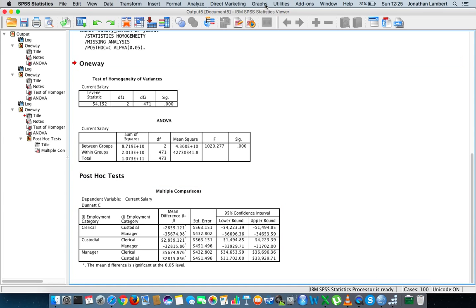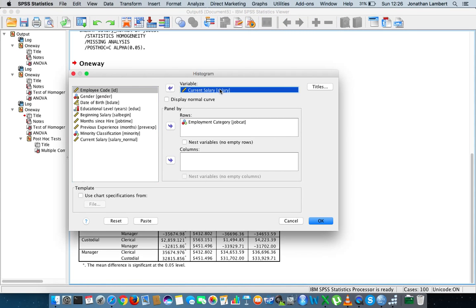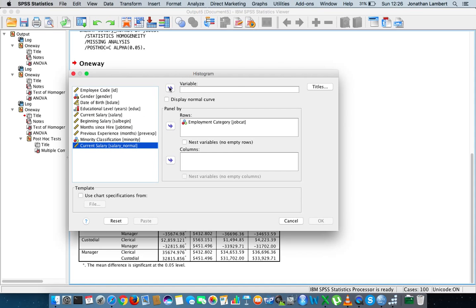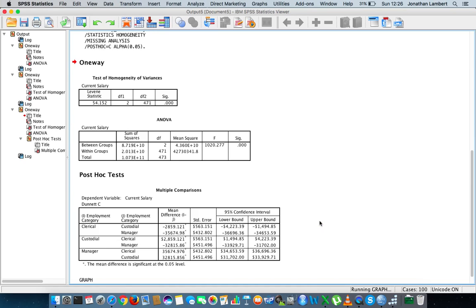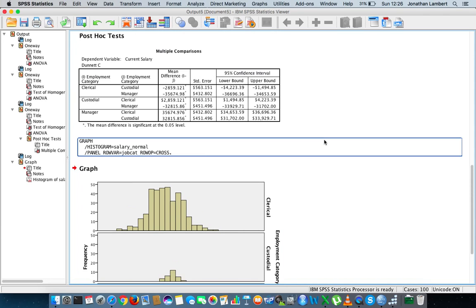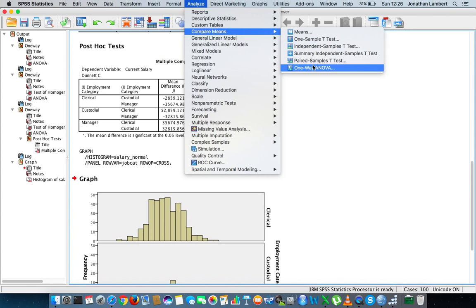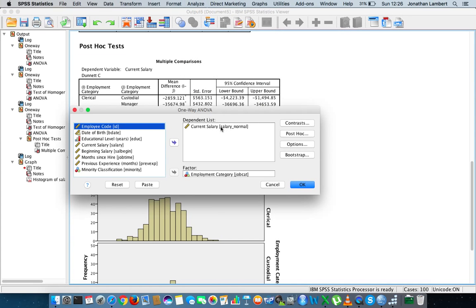Now, if we do this from a graphs perspective: Graphs, Legacy Dialogs, Histograms, get rid of current salary. I'm going to put in this normalized one. Okay, and let's have a look at the histograms for this. You can see here that the managers' curve isn't overlapped with any of the other curves. Now, why it found that there's a difference between the clerical officers and the custodials, considering that the custodial distribution is contained within the clerical officers, I'm not too sure why that happened. Let me just rerun the test again. Analyze, Compare Means, Oneway ANOVA. Yeah, it's the normalized salary.